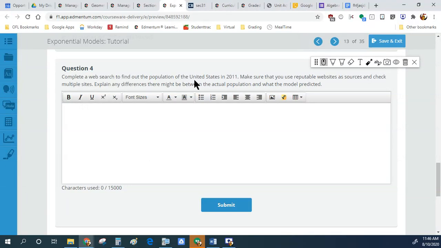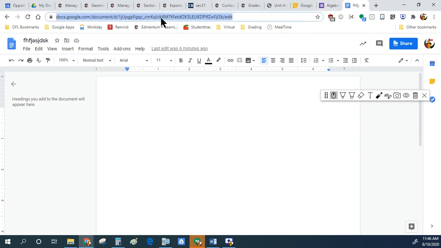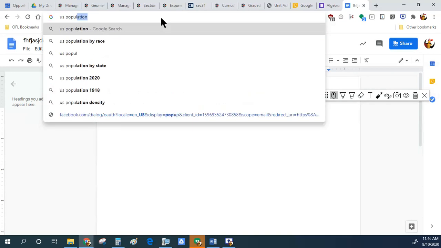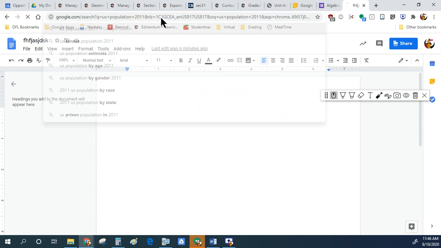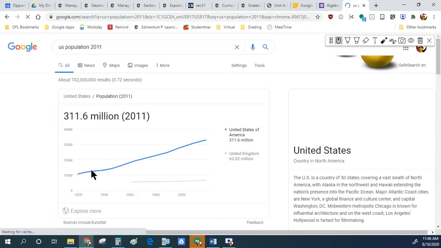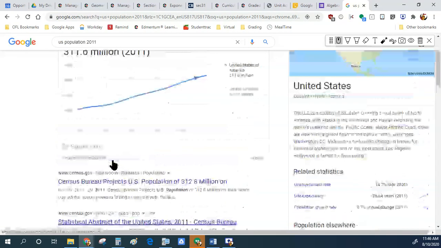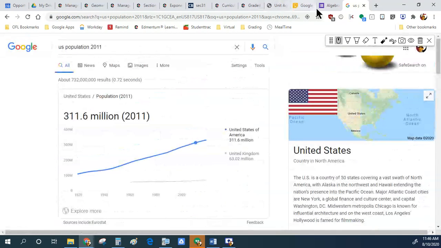Complete the web search. So now we want to look for the population in 2011. So again, just go to Google US population 2011. So yeah, that's what I thought. We were in the millions. That's why I'm really confused at what we're doing on this.